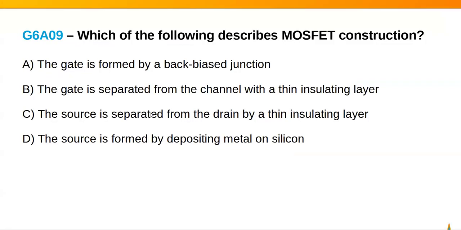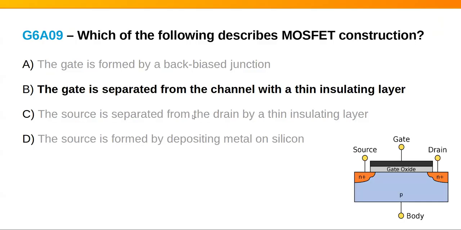So which of the following describes MOSFET construction? What's MOS stand for? Yeah. Metallic oxides are typically insulators.